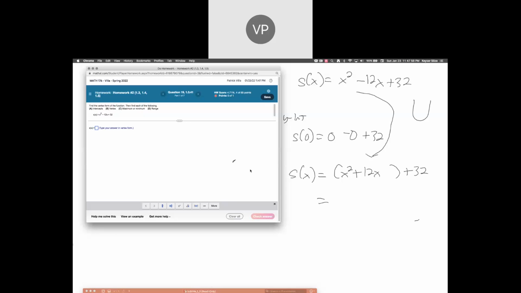Okay, then we take half of that number 12, which is 6, and we square it, and that's a 36. So I added 36 to balance it. I subtract the 36 right here. And that gives me an x plus 6 times an x plus 6. And that becomes a minus 4 back here. Now I have an x plus 6 squared minus 4. That is in vertex form. That's what they want here in this first step. So I missed that.